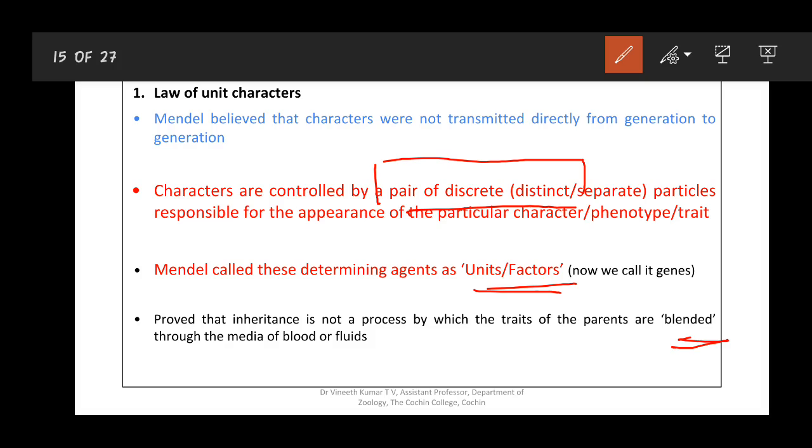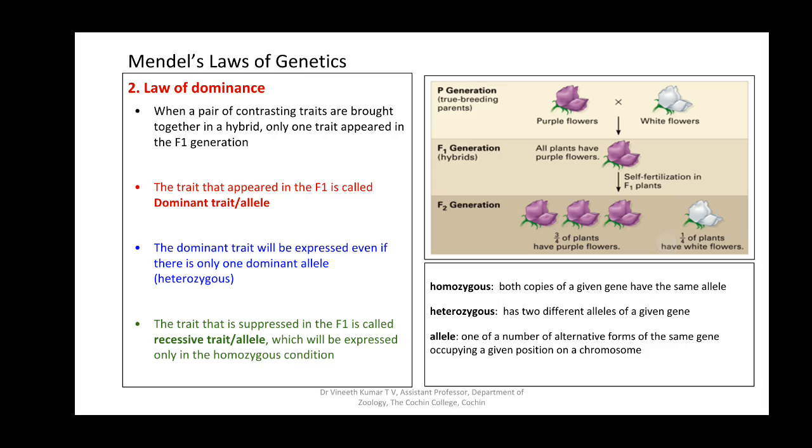So with this law of unit characters, he tried to prove that what is causing inheritance of character is not something which is fluid. It is discrete particles, and those discrete particles are the only ones which will be transferred to the offspring. So that is the first law, or first principle, of Mendel, the law of unit characters. And the second one is the law of dominance.